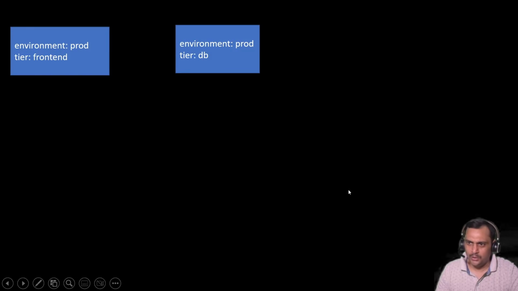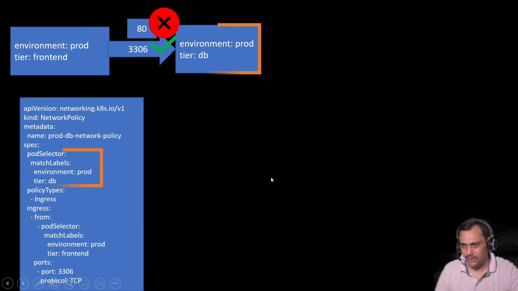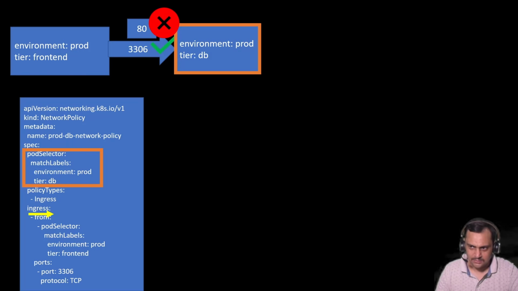If we want to allow only a specific port, like 3306 from port which has label tier equal to frontend to port which has label tier equal to db, and deny port number 80, what can we do here? We can write a network policy for port tier equal to db. Why are we writing this only for this port? Because we want to apply the rule on this port only, right? Under ingress rule, we use port labels and also the port number which we want to allow.